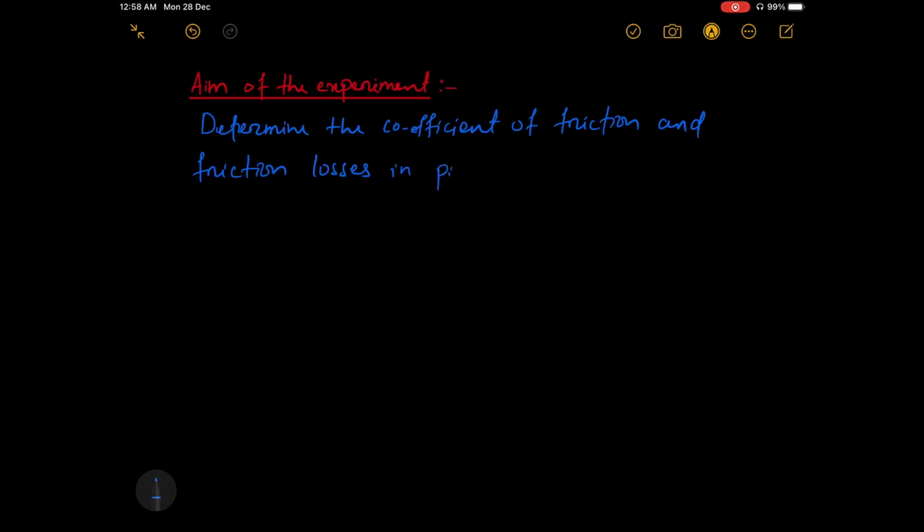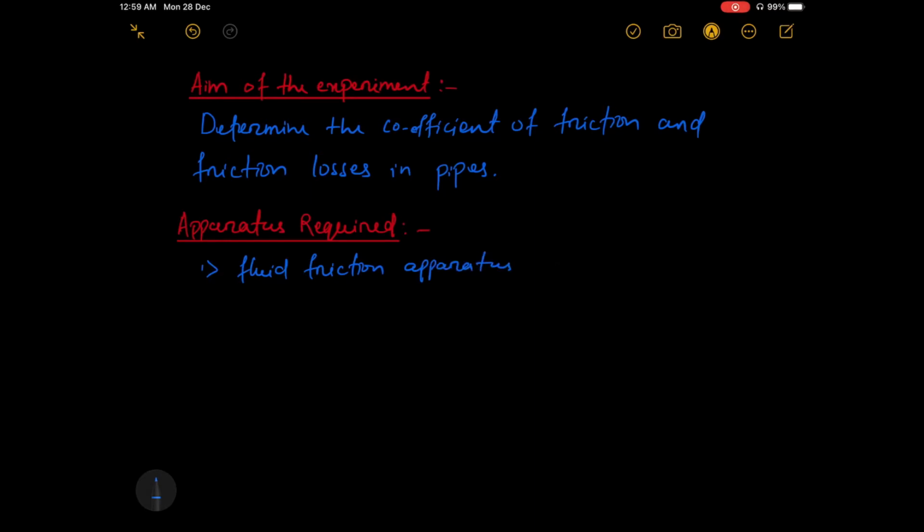Here in the aim of the experiment, I have used the word coefficient of friction, but that is also known as friction factor. So we will determine both of them, and for that we require some apparatus. The first major apparatus is of course the fluid friction apparatus, and the second one is a stopwatch which will be used to calculate the volumetric flow rate, because volumetric flow rate is required to calculate the velocity of the fluid.